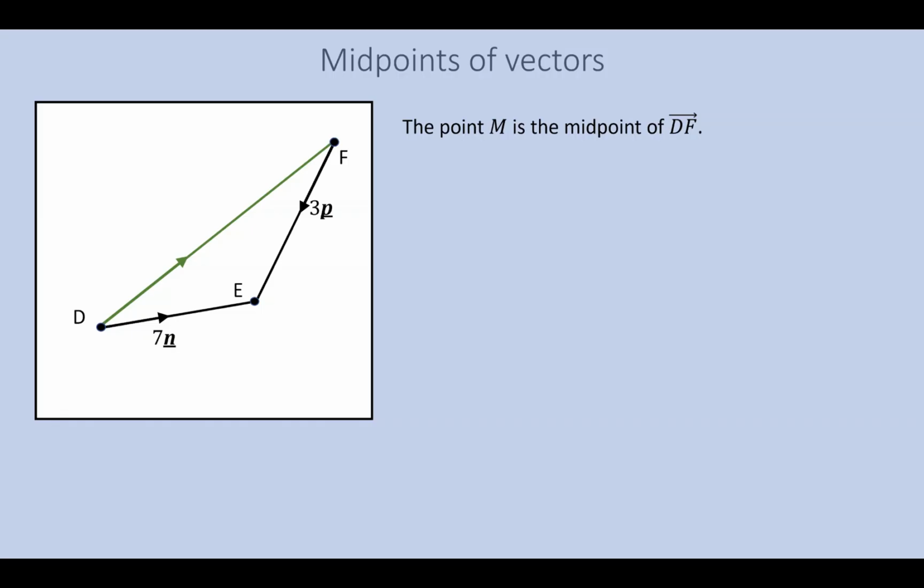This is the question on the board. D to F. They tell me that this part is 7n. It tells me that the going down is 3p. So I alert myself, I really feel like I will get mistakes there. So the point M is the point on the midpoint of DF. So they use that to locate M.